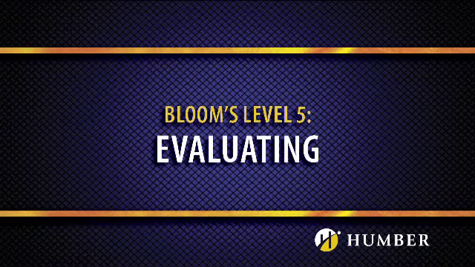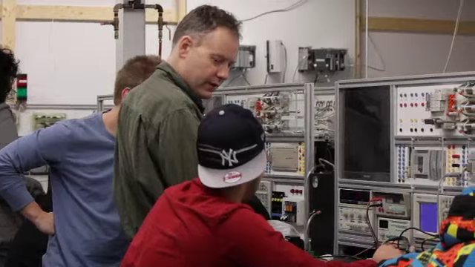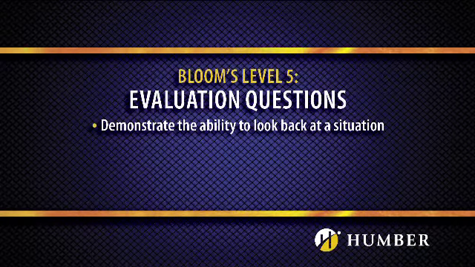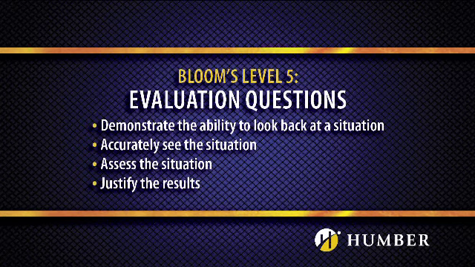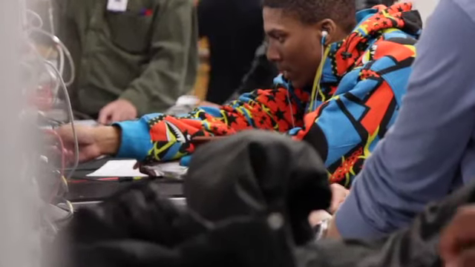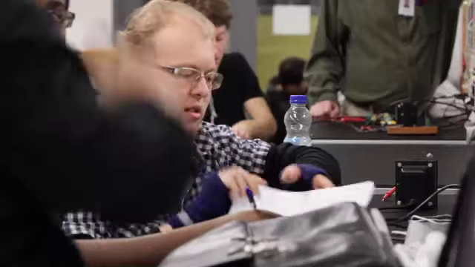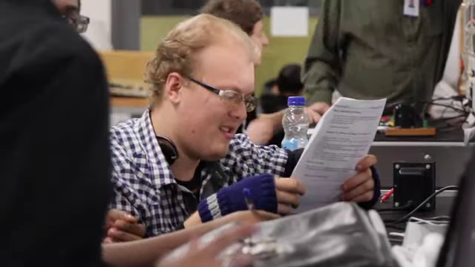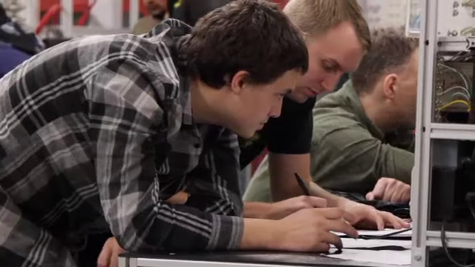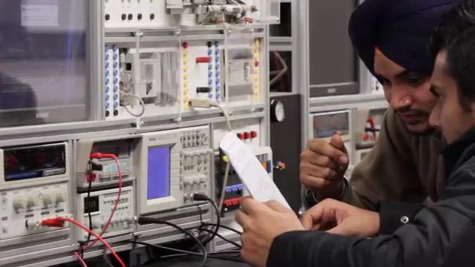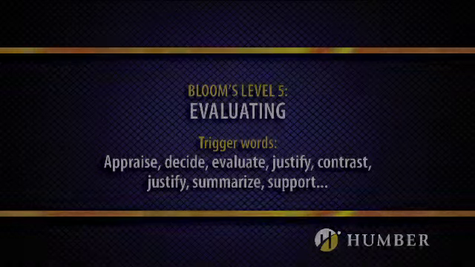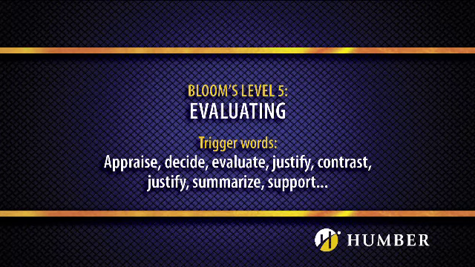Okay, let's do it. The fifth level of Bloom's taxonomy is evaluating. Evaluation questions are important for a student to demonstrate the ability to look back at a situation, accurately see the situation, assess the situation, and justify the results. Evaluation is a high level of thinking. However, humans are often forced to evaluate events in life out of necessity, most often when something goes wrong. Connecting this skill to real-life application is worth the time and effort. Evaluation questions start with words like appraise, decide, evaluate, and justify.